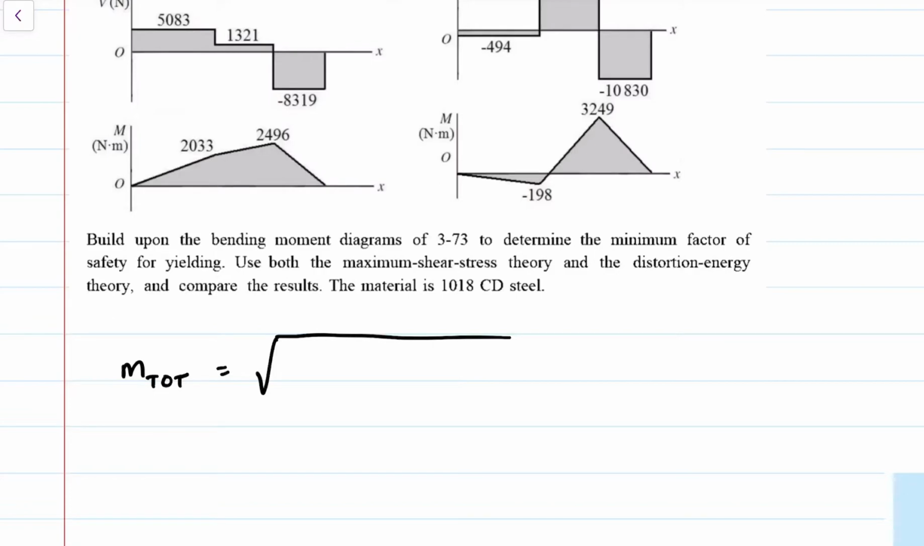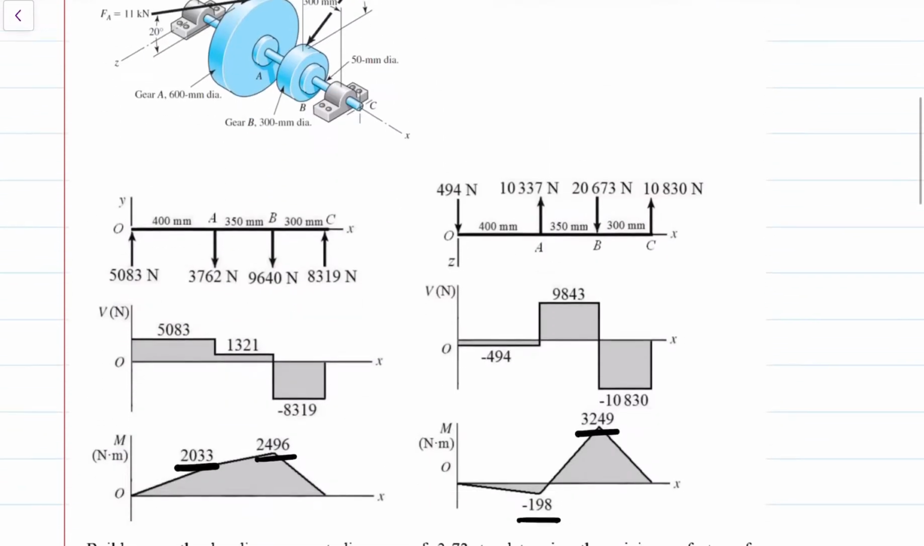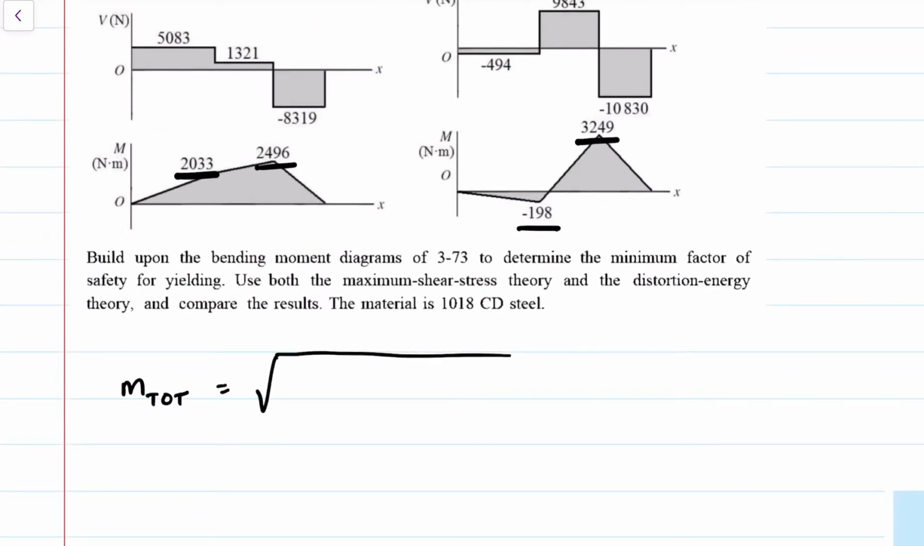So we have a combination of 2033 and 198, and then 2496 and 3249. Like I said, you only have to worry about the peak values in this class. Don't spend any time interpolating between the lines to figure out whether there is a critical point in between the peaks. So it's evident that in this case, it's going to be point B, which is 2496 and 3249. And that makes sense, right? Because you have a smaller gear over there, which is going to require higher loads to provide the same amount of torque. So the higher loads result in higher bending moments.